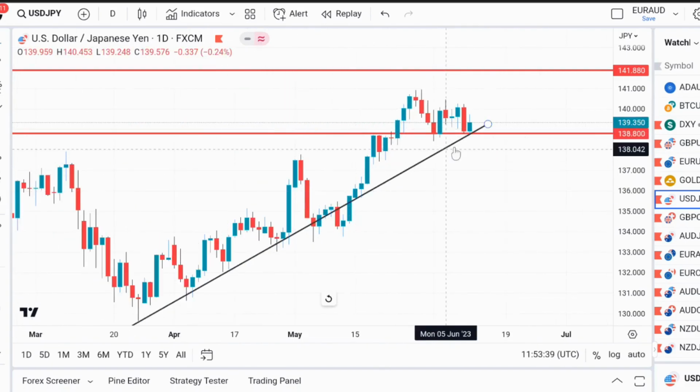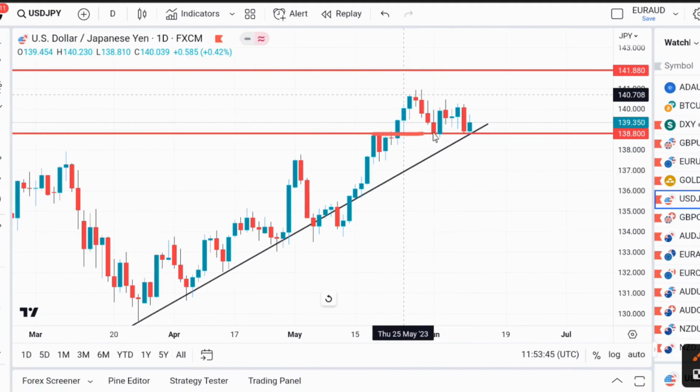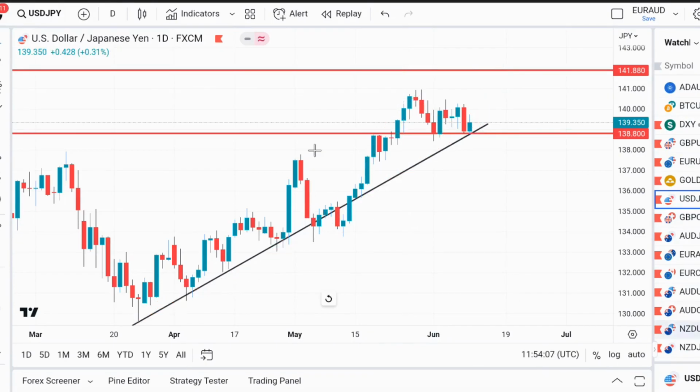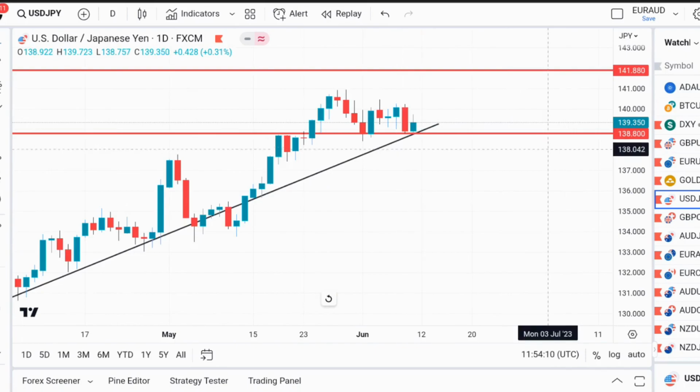As you can see, we have a bounce at this strong support level right there. So the next move is to 141.880. As you can see, we have a respect of the trend line here, a fake breakout, then it went back in and then went back to test that particular support level. That's the trend line. So let's see how it goes right there.